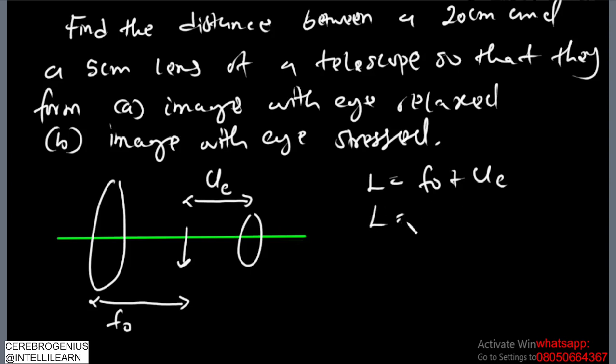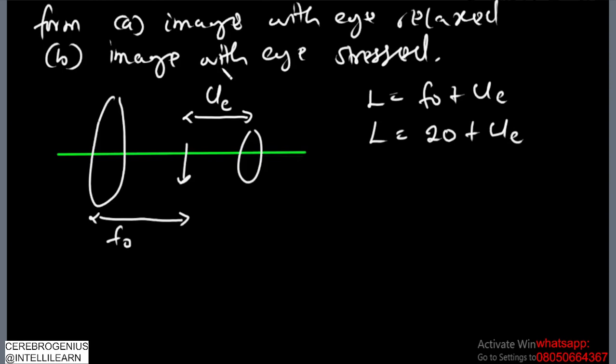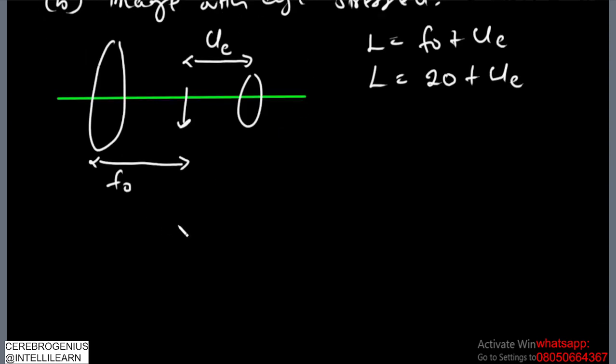So the length is going to be f0, the focal length of the objective, which is 20, plus ue. They said it's 20. Now even if they didn't tell us, we know that the bigger one is the objective, the smaller one is the eyepiece. Now we need to find the distance from the eyepiece, right? So we now do that for the two cases. So for the first case, with the eye relaxed, when the eye is relaxed, what's going to happen?